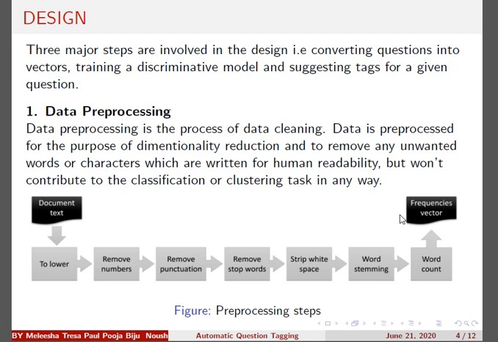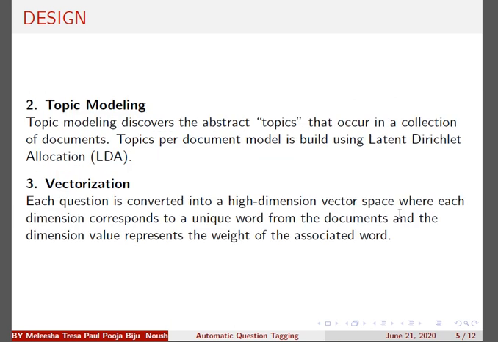So the design process includes data processing as the first step, which is basically cleaning of data to improve the performance of the model. Topic modeling, which is done to extract important topics from a collection of documents. Here, Latent Dirichlet Allocation, LDA, is used for topic modeling purposes. Vectorization, which is basically converting the word into a numerical vector for mathematical computation. Here, the TF-IDF vectorization technique is used to represent a number that shows how important a word is in a document.